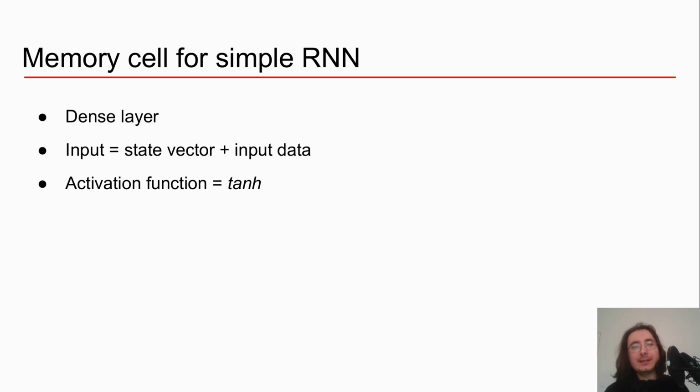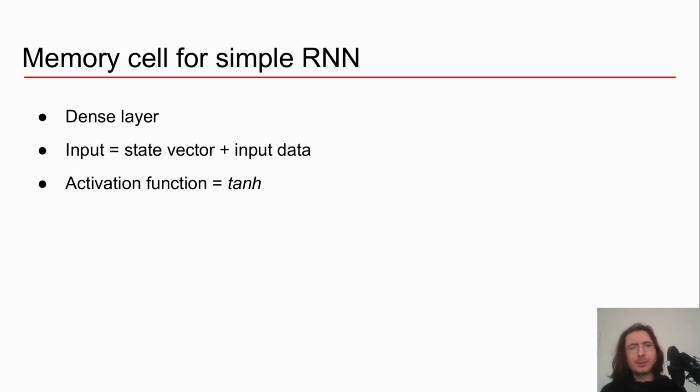Okay, so now we've spoken so far about the architecture of a recurrent neural network, but we haven't really dug into the memory cell that much. For simple RNNs, the memory cell is a very simple neural network. The idea here is that we use a dense layer, and the input is given by the combination of the state vector at the previous time step and the input data at the current time step. The activation function that we use is the hyperbolic tangent, or tanh.